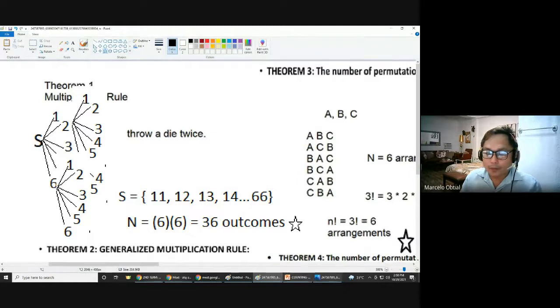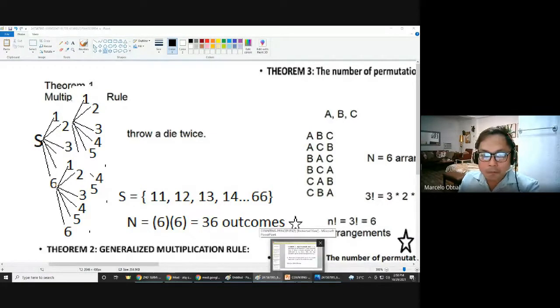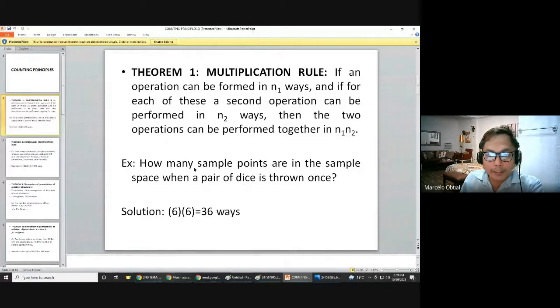Okay, let's go back with our presentation. So thank you, Jerome. Okay, so another example. How many sample points are in the sample space when a pair of dice is thrown? Okay, so halos the same lang din yung kanyang concept dito. Dalawang dice, sinabay mong itapon ng sabay, once lang, no? You throw that once, pero dalawang dice. So ang possible na outcome, pwedeng yung first na die, paglapag nyo doon sa floor, pwedeng 1-1 pa rin. Tama? So pwede din siyang 1-2.